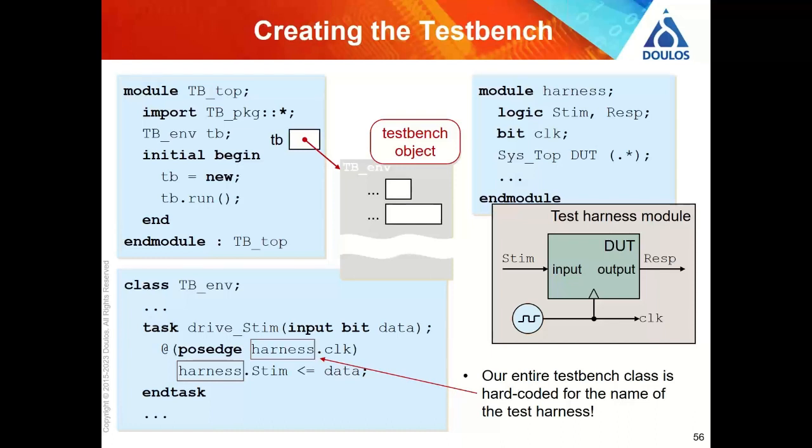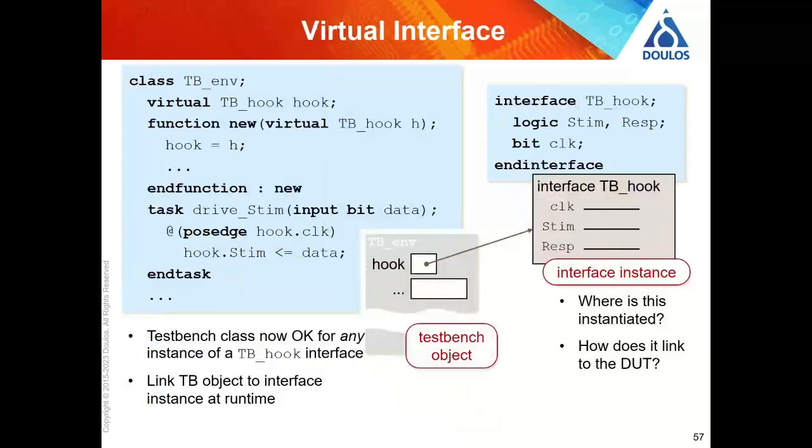Okay, so that's not a good solution. So SystemVerilog provides a workaround which allows you to create what's known as a virtual interface. And the virtual interface is like a pointer to an interface. And that means it's just a number, so we can put that into a class.